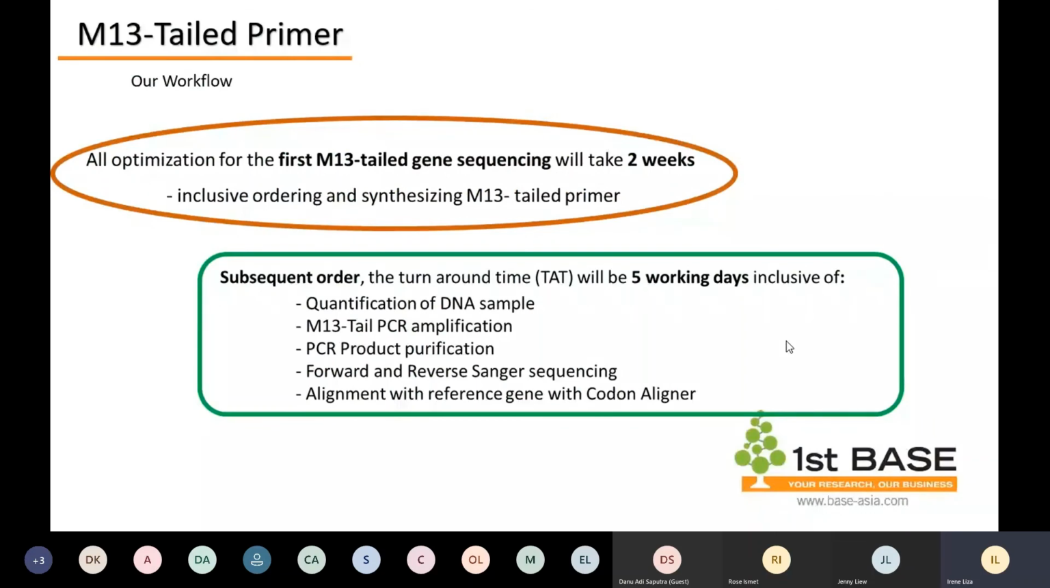Only for the first time, all optimization needs about 2 weeks because we'll be ordering and synthesizing the primer. So subsequent orders will take only about 5 days. In this time, we will do all the quantification, amplification, purification, sequencing, and finally aligning it with the codon aligner.